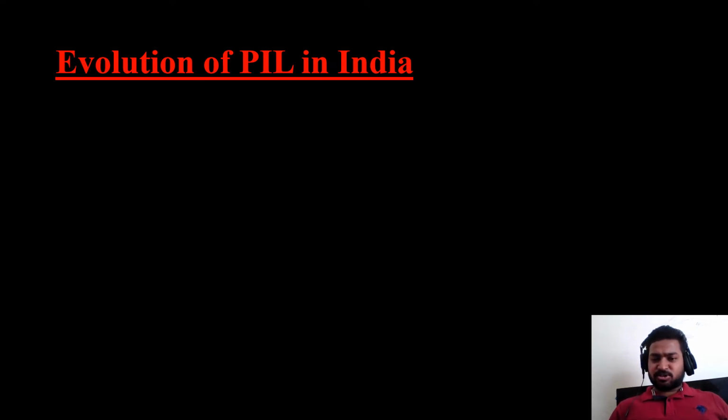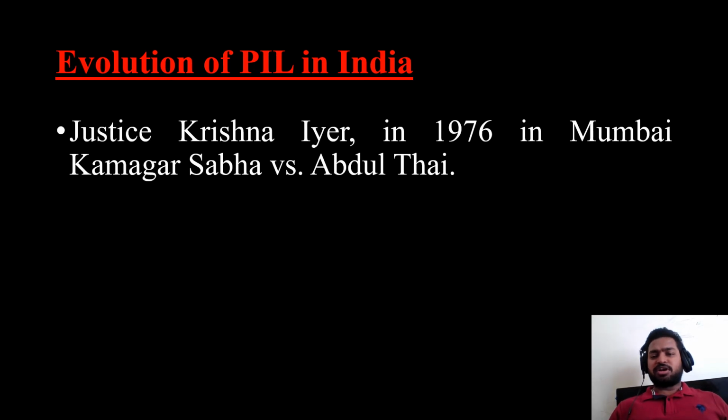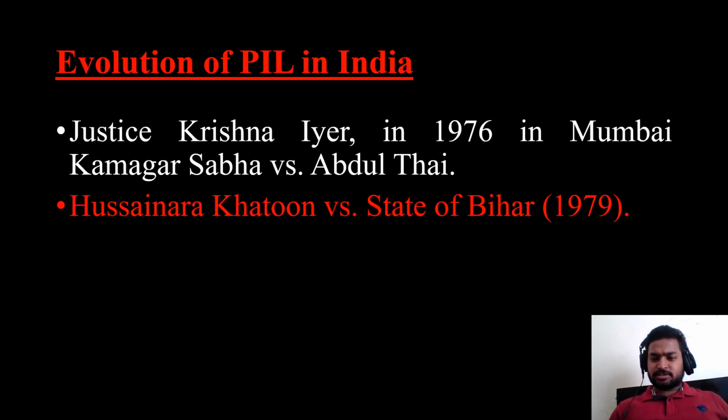Since it is not part of the original Constitution, how did it evolve? As you can see on the screen, the first instance of the word PIL was used in the case of Justice Krishna Iyer in 1976. So PIL was coined in this case. However, the first case of PIL was filed in Hussainara Khatoon versus State of Bihar, 1979. The first PIL case is called what? The 1979 case. Ever since that, there have been so many cases with respect to PIL.